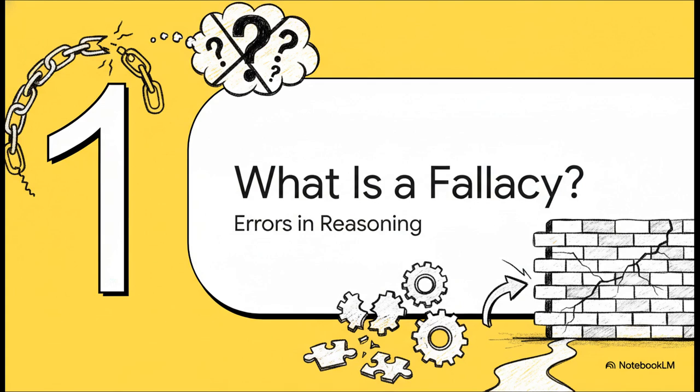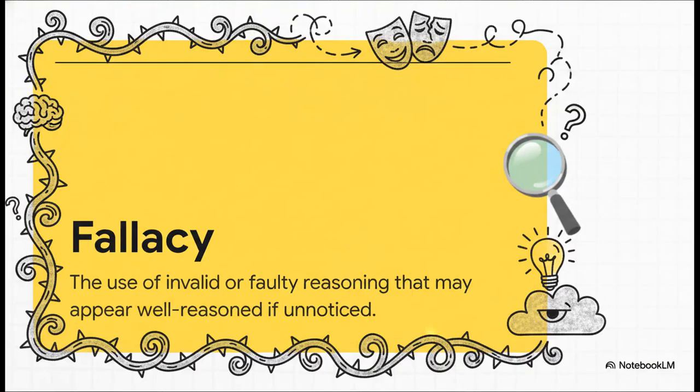So, this kind of thing, this little error in reasoning, it actually has a name. We call it a fallacy. Think of it as a mistake in logic, a weak link in the chain that can bring a whole argument crashing down. And that last part right there is the key, if unnoticed. That's what makes fallacies so tricky. They often look like really good, really solid arguments. They're sneaky and they're persuasive, especially if you're not paying close attention.